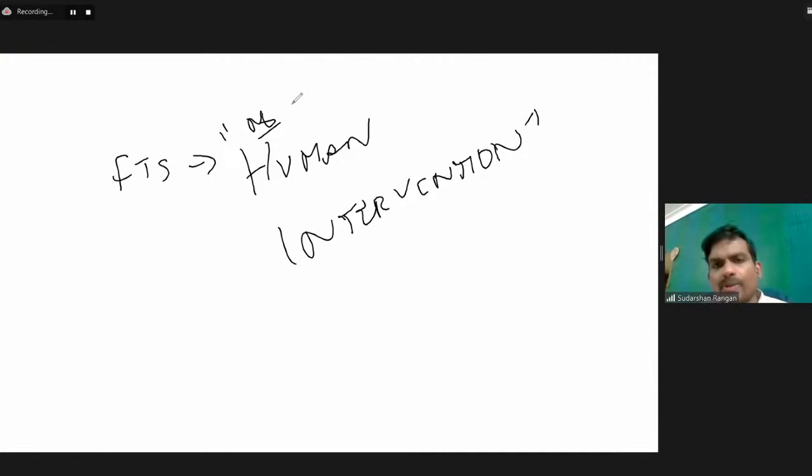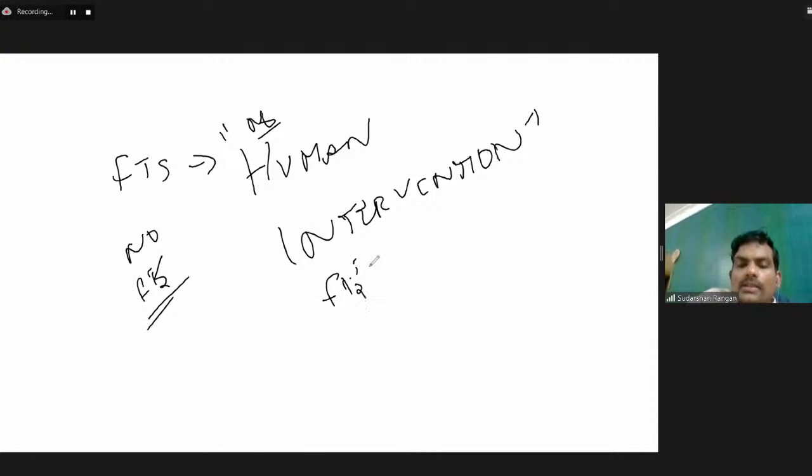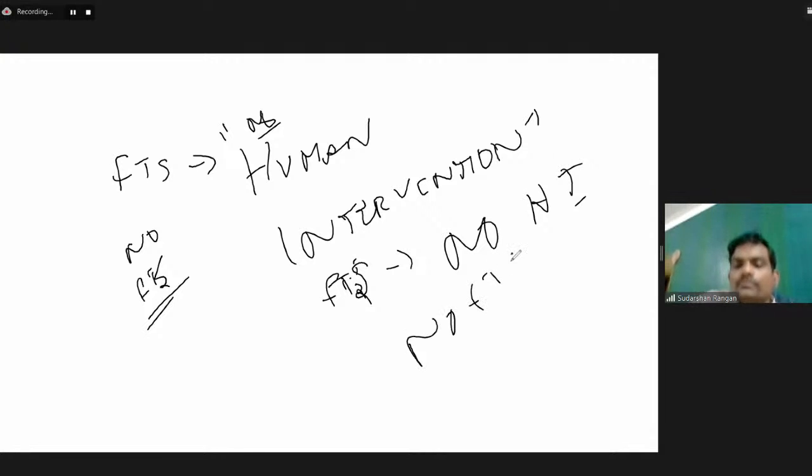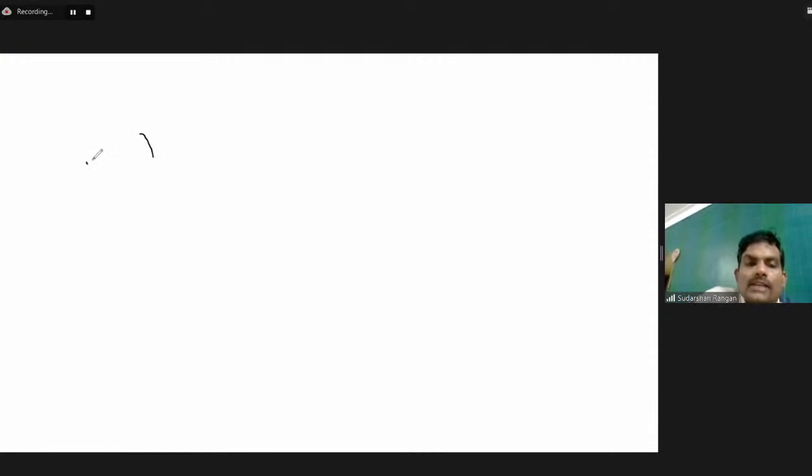So we have various precedents. There has to be a human intervention. So the Kolkata Tribunal said no FTS, relying on all these Supreme Court and High Court judgments. This cannot be FTS. There has to be human intervention, and there is no human intervention. So this is not FTS. Then the last categorization is business income. Is it business income?